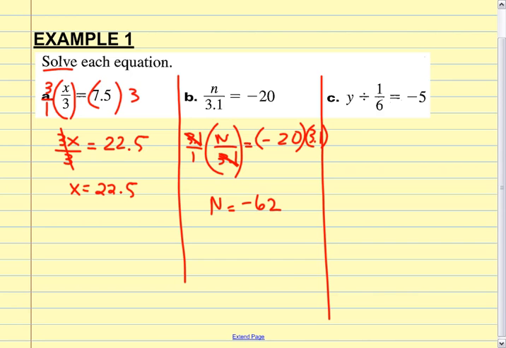Okay, folks, we're still on example number 1 here. I'm sorry that last one cut me off, but I think we finished everything before it did. It's n equals negative 62. Okay?